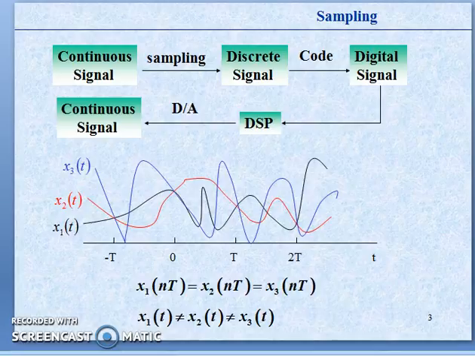In this, I have considered three analog signals or continuous time signals, x1 of t, x2 of t and x3 of t, and all these three signals are not the same, they are different. Once you perform sampling, replace t by nT, where n stands for the discrete time index and capital T stands for the sampling interval, that is the distance between two consecutive samples.